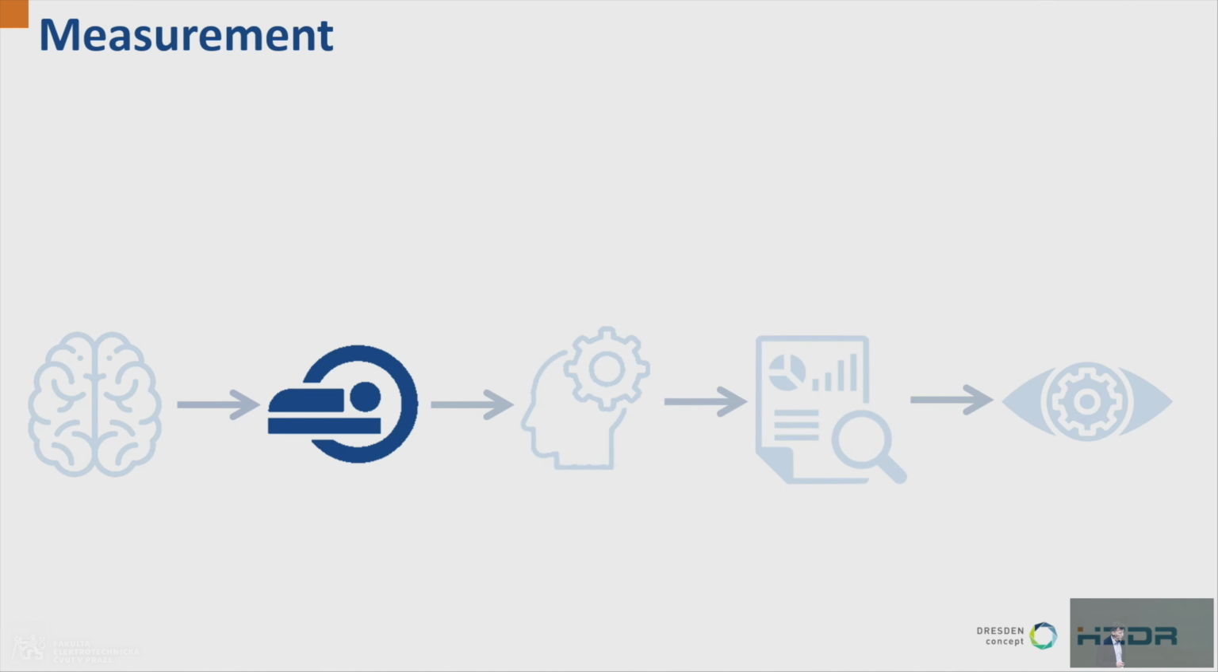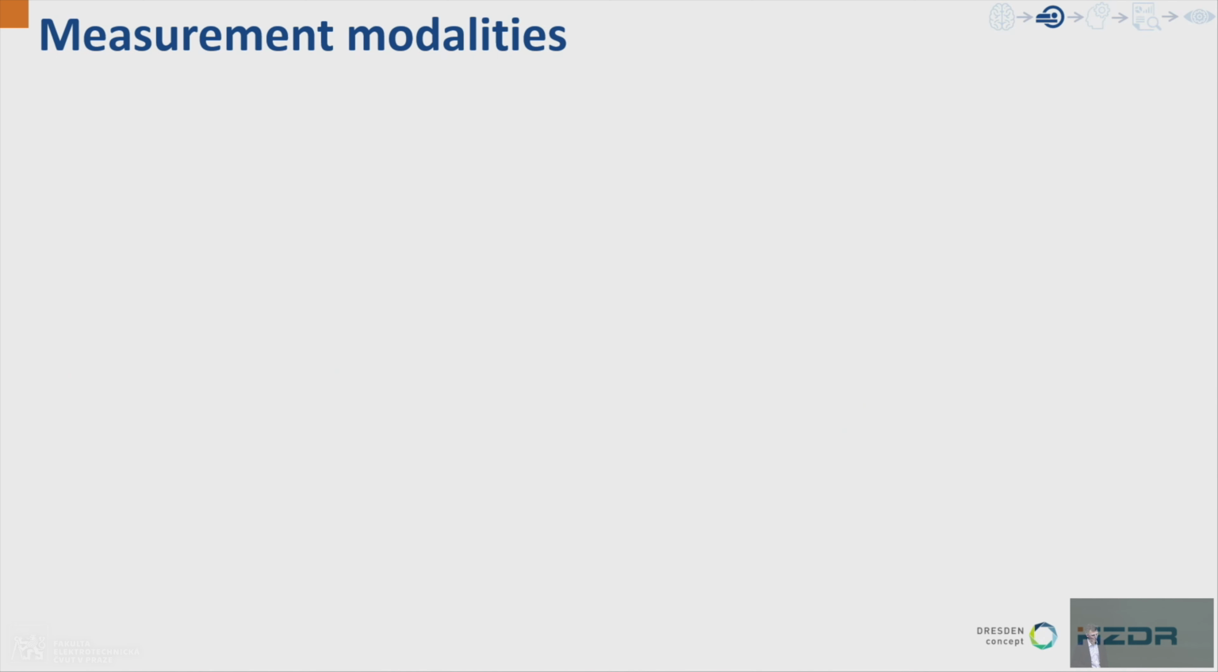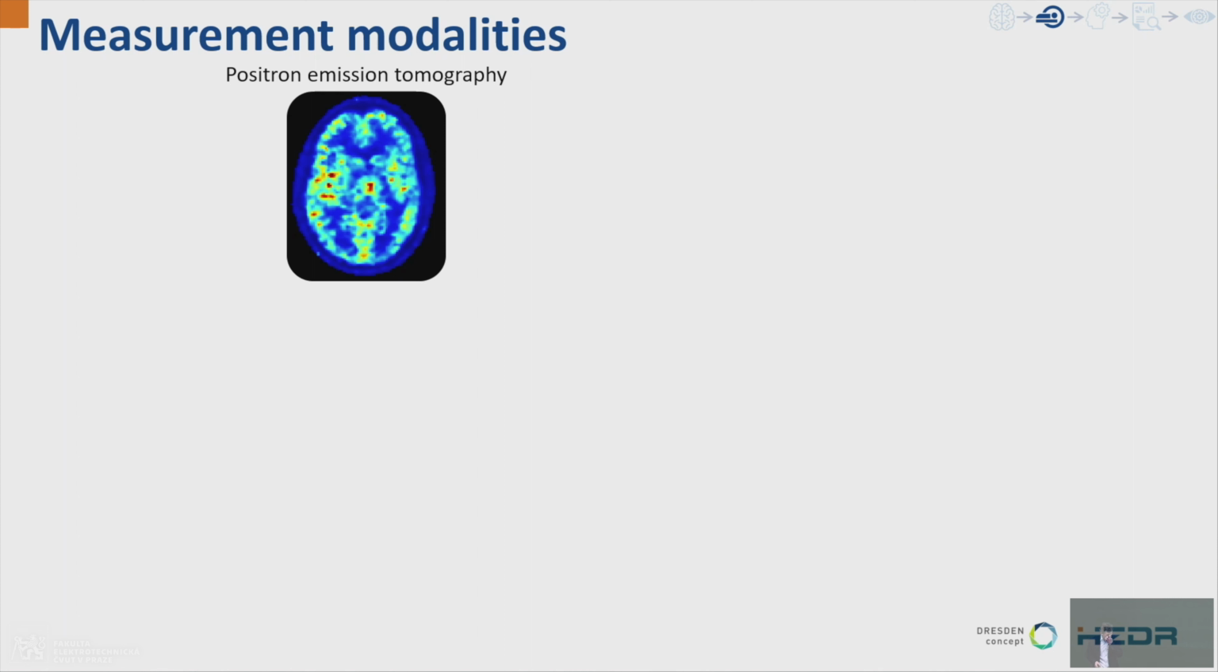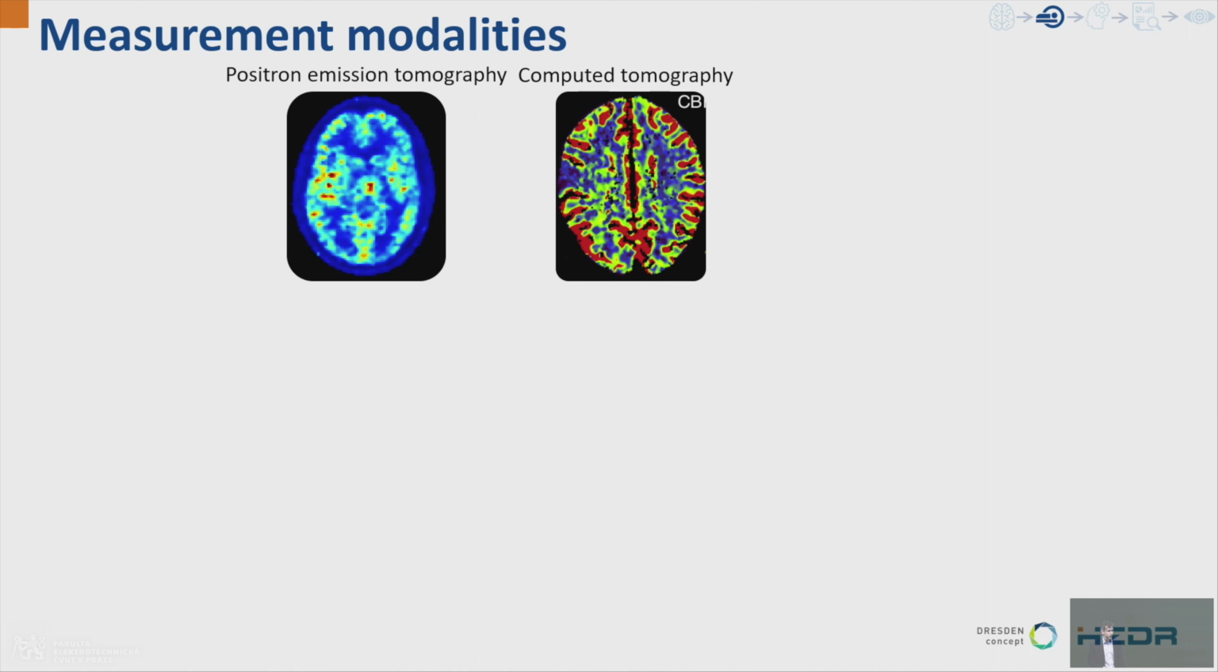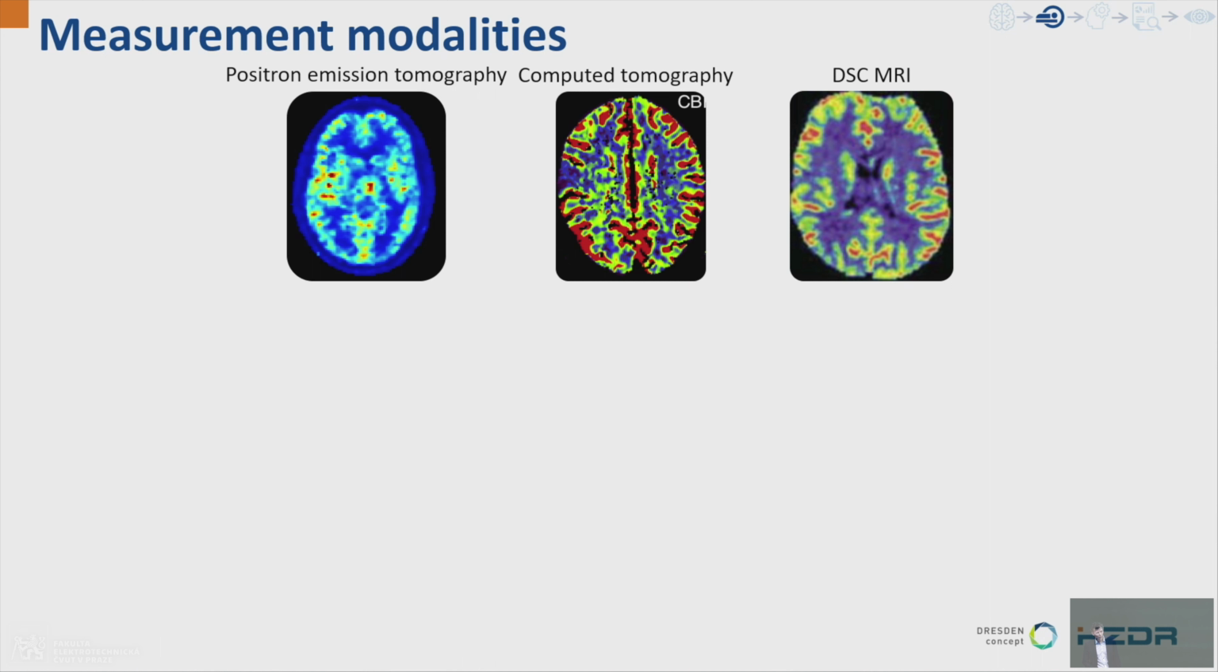So now, of course, any useful parameter is not useful enough if there's no simple and easy way to measure it. There are several modalities that allow measuring perfusion. For example, we can inject radioactive water into vessels and then measure it using positron emission tomography. We can inject a high-density tracer and measure it with computed tomography, or we can inject a gadolinium-based tracer and measure it with MRI.